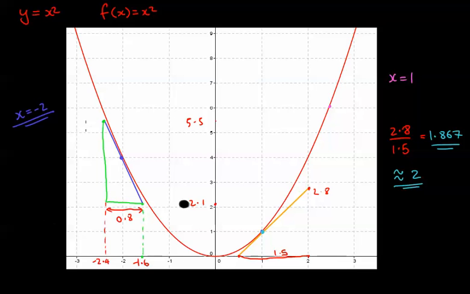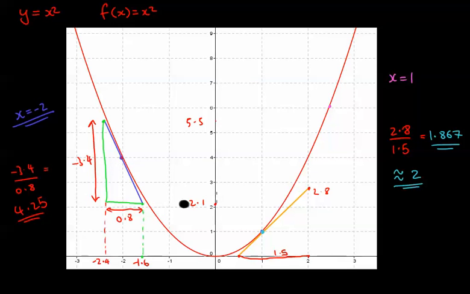Now let's work out this vertical step. So it's 5.5, take away 2.1, that's 3.4. Because it's going downhill, this side is going to have a negative gradient. So that's minus 3.4. Now, let's actually work out an estimate for the gradient at this particular dot. Minus 3.4 divided by 0.8 is 4.25. That's an estimate for how steep that tangent line is at that particular point.